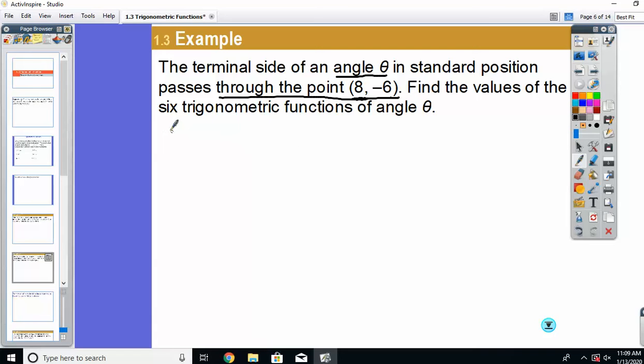If I'm going to use my x, y, and r definition, I need to know what those three variables are. What is the x value? 8. Just the x value of the ordered pair. The y then would be negative 6. And remember, we can find r by doing Pythagorean theorem. X squared plus y squared equals r squared.